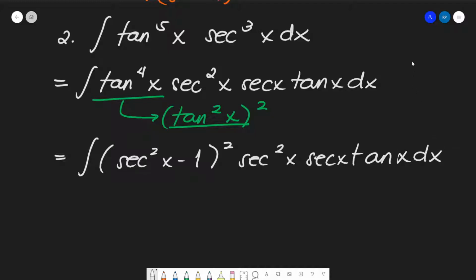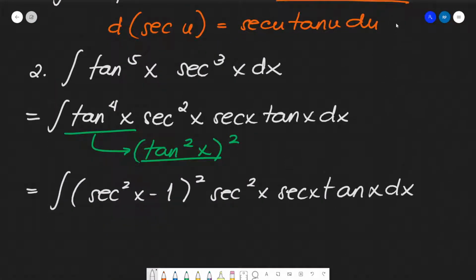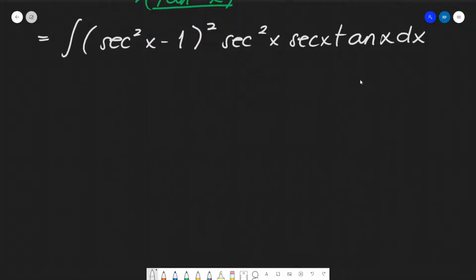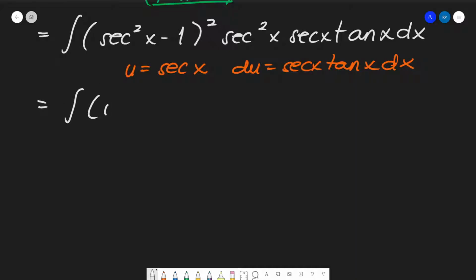Ayan. So, let's double check. Yes. Ayun. Okay, game. So, pwede na natin gamitan to ng u substitution. U is equals obviously secant x. Du is ito, yung secant x tangent x dx natin. Yan yung du natin, tangent x dx. So, we can substitute. We have now the integral of u squared minus 1 squared u squared du.